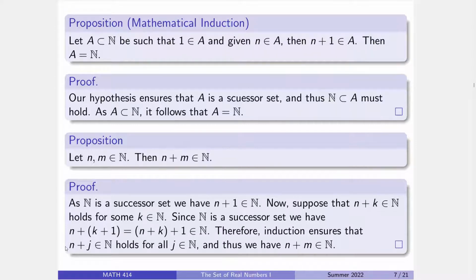So by induction now, it's got to be that n plus j holds for all j. Right, I showed that it works for 1, and then I showed that if it worked for some natural number k, it works for the natural number k plus 1. Beautiful. So that means that it's worked for all natural numbers, and since m was assumed to be 1, that means n plus 1 is an m.